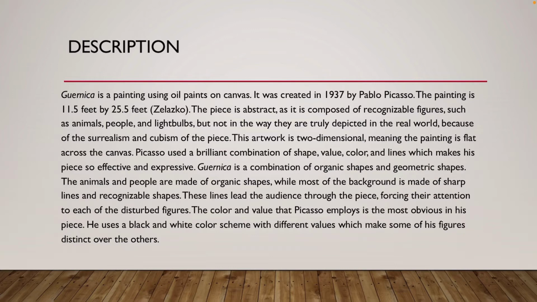This artwork is two-dimensional, meaning the painting is flat across the canvas. Picasso used a brilliant combination of shape, value, color, and lines, which makes his piece so effective and expressive. Guernica is a combination of organic shapes and geometric shapes. The animals and people are made of organic shapes, while most of the background is made of sharp lines and recognizable shapes. These lines lead the audience through the piece, forcing their attention to each of the disturbed figures.